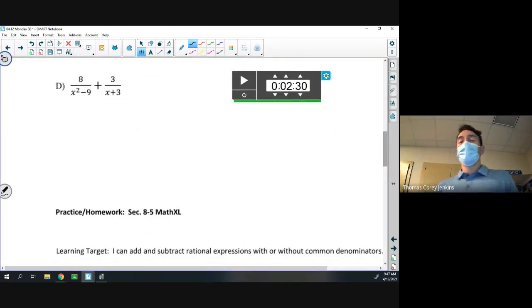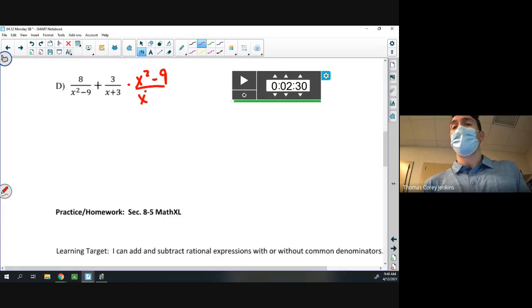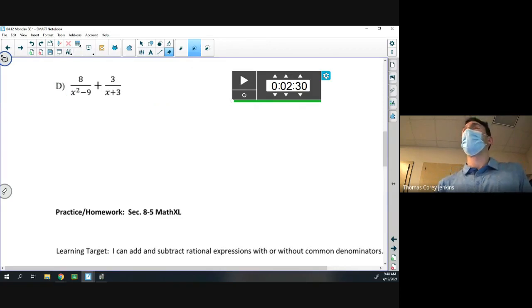Okay, let's go ahead and look at D. So we have to be careful on these ones where you can factor. You might just look at it and think I can multiply this one by x squared minus 9 over x squared minus 9, and this one by x plus 3 over x plus 3. And that will give you a common denominator. That can always give you a common denominator, but it's going to leave you with a kind of a mess, okay? So in order to get the lowest common denominator, which is going to save you a lot of work on the back end, you want to go ahead and factor first, okay?